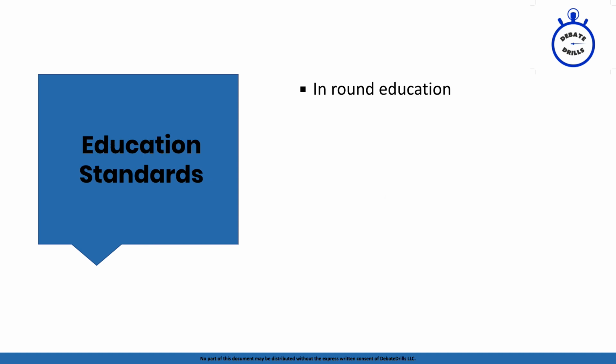Great. Now let's talk about education standards. So there are 3 types of education standards that are popularly referred to in debate. There are 3 overarching categories. 1 is in-round education claims, 2 is content education claims, and 3 is skill-based education claims. In-round education claims refer to the literal education you receive in the debate. The most popular standards are clash, breadth, and depth.